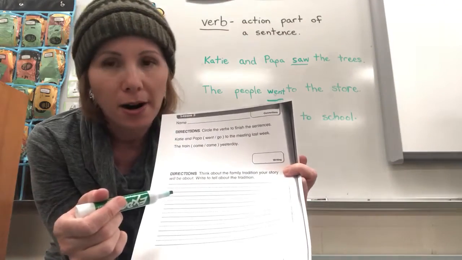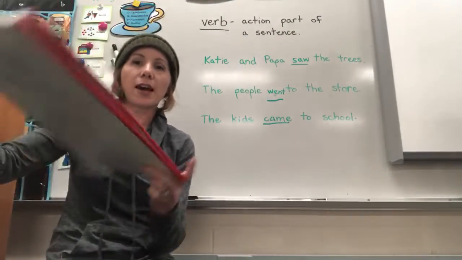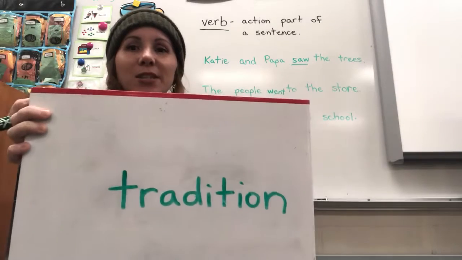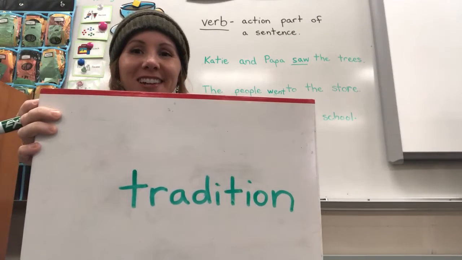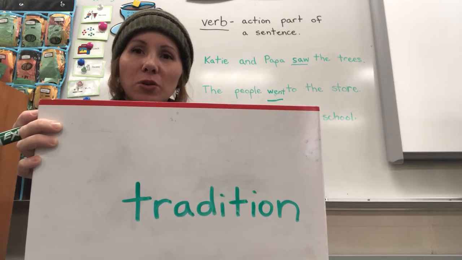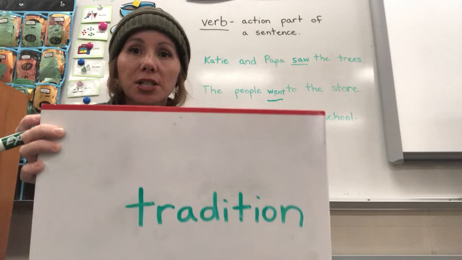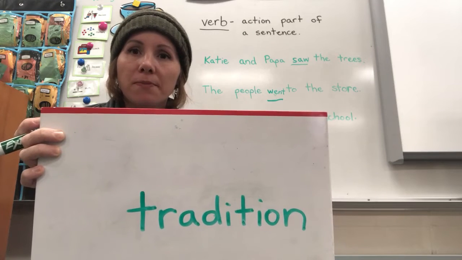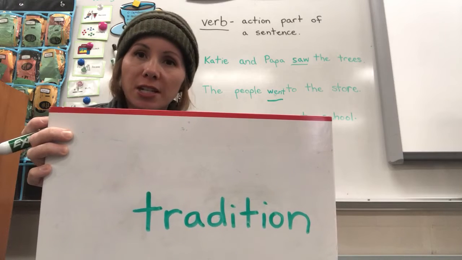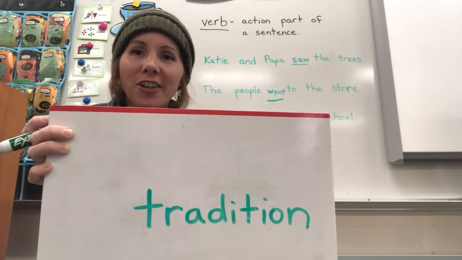And then on the bottom part, you're going to write using a vocabulary word. So the vocabulary word today is tradition. This word is tradition. And what a tradition is, it's something that you do regularly at a certain time. For example, you might have traditions on your birthday. There might be something special you always do on your birthday. You might have a tradition you do on a holiday. That's something that you always do the same on a holiday.